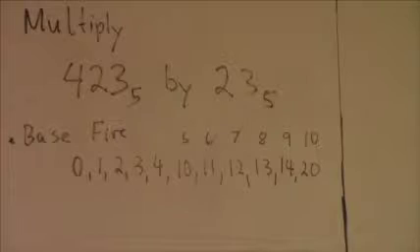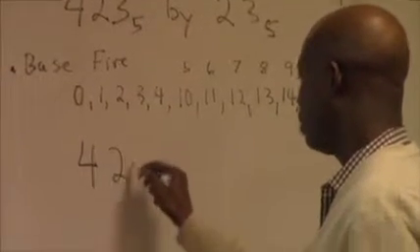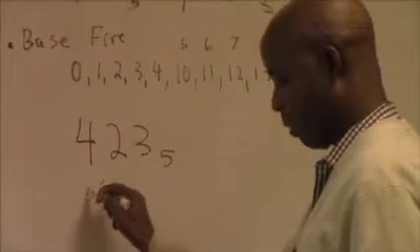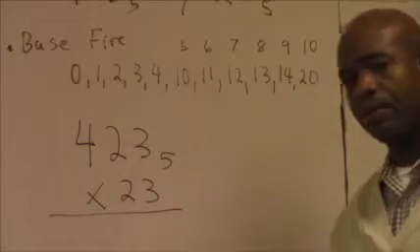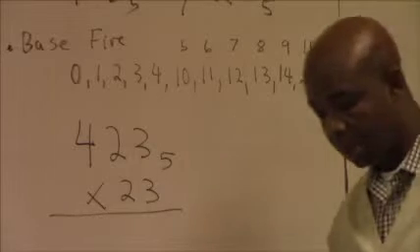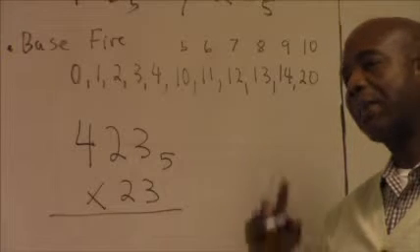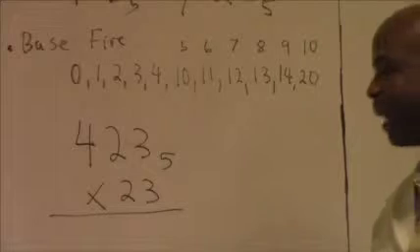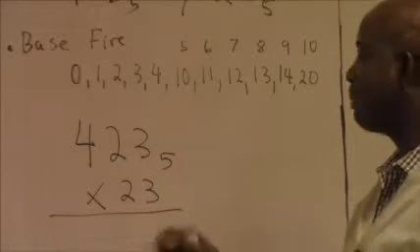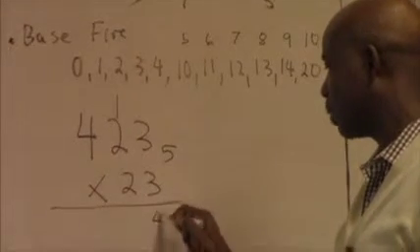Now let's do the multiplication, because in multiplying we're going to take these concepts into consideration. So let's do 423 base 5 by 23. If I'm looking at it in terms of base 10, 3 times 3 is 9. So for 9, I divide 9 by 5, and it goes in one time. That 1 is going to go up here, and I'll put the remainder here, which is 4.